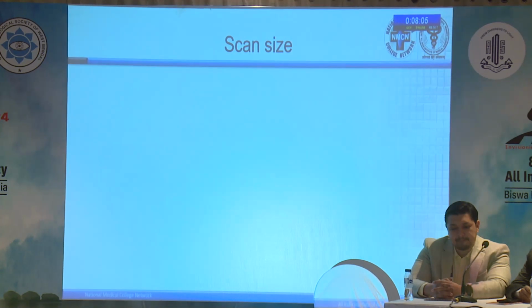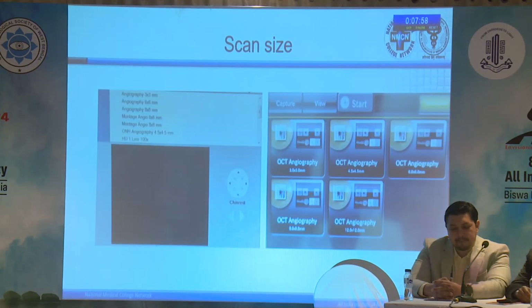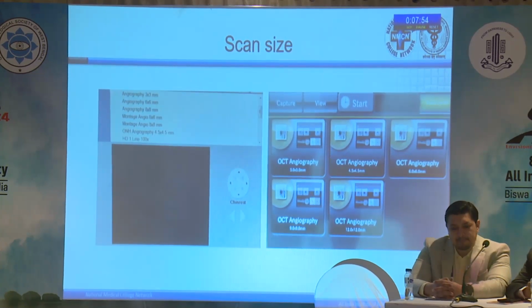Now, it is important what scan size we should choose while going ahead with the OCT angiography of the tissues. You can have different scan sizes available in different machines. Traditionally we have 3 by 3 mm, 4.5, or 6.